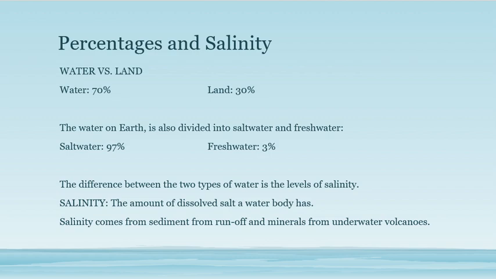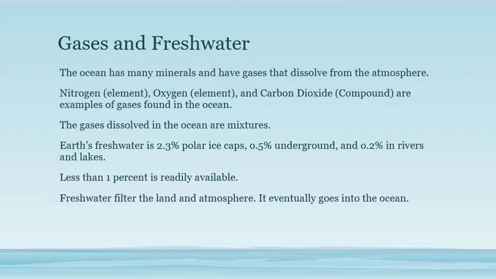Salinity is the amount of dissolved salt a water body has. Salinity comes from sediment from runoff and minerals from underwater volcanoes. Gases and freshwater. The ocean has many minerals and has gases that dissolve from the atmosphere. Nitrogen, which is an element, oxygen, which is an element, and carbon dioxide, which is a compound, are examples of gases found in the ocean. The gases dissolved in the ocean are mixtures.